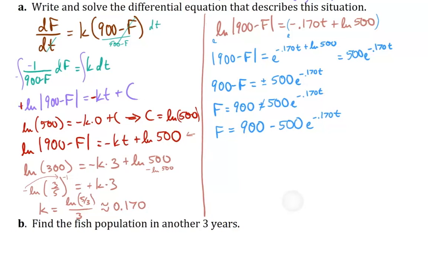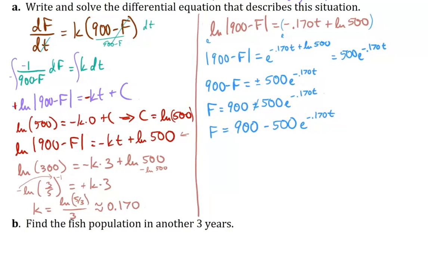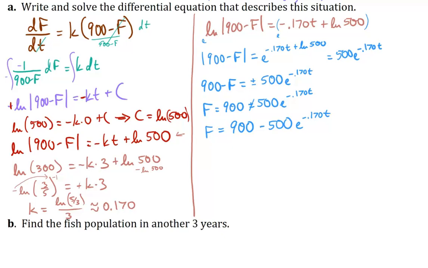Okay, moving on to part B. This one's not going to be nearly as hard now that we have a function. So it says find the fish population in another 3 years.